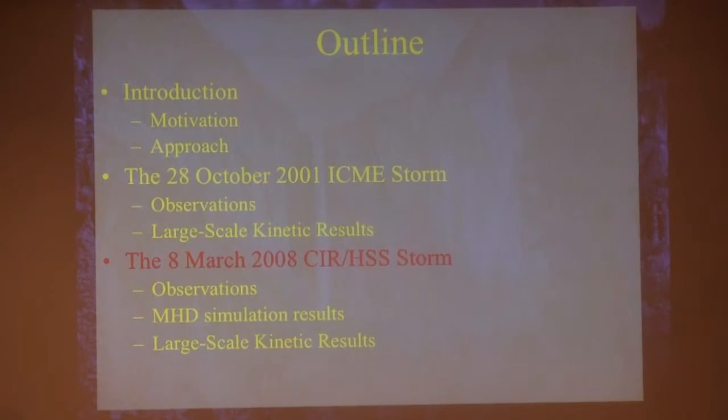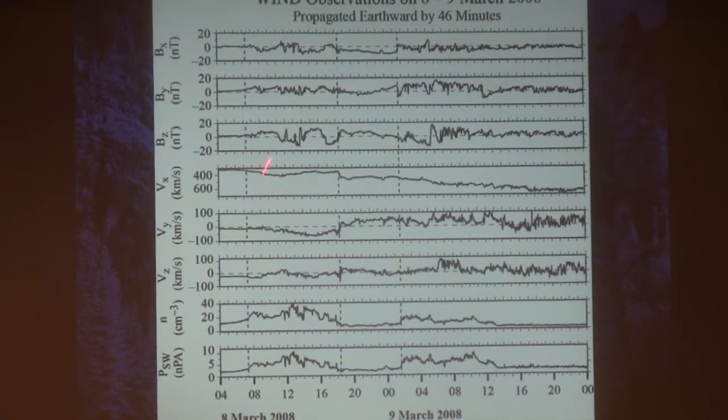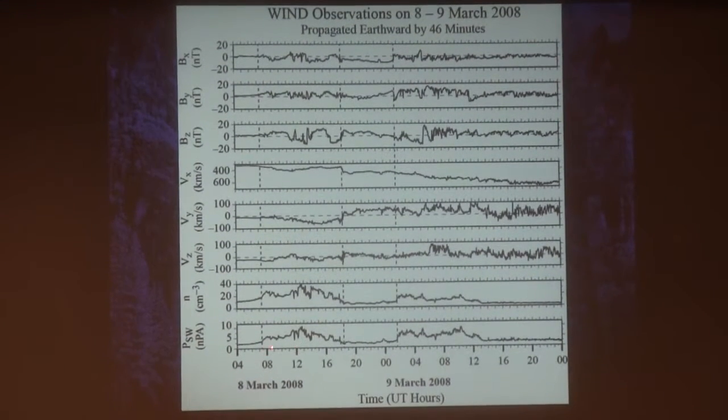Let's talk about the 8 March 2008 storm. This is a very, very prolonged event. It starts with the arrival of a CIR at about 7:20 UT on the 8th of March. Here's that CIR over here. It's a density enhancement, and after that there's a small jump in the solar wind velocity.